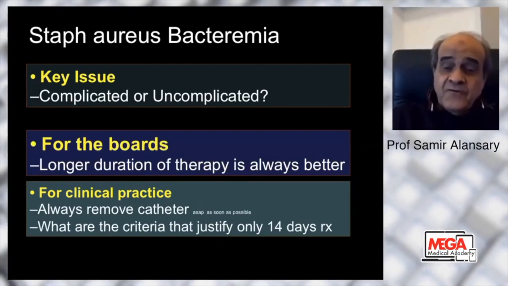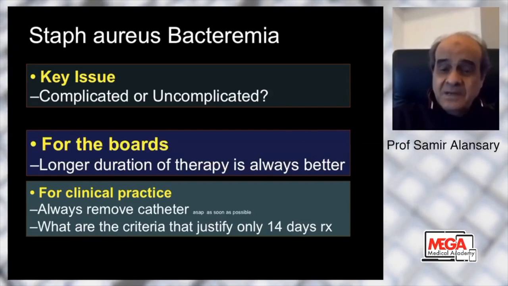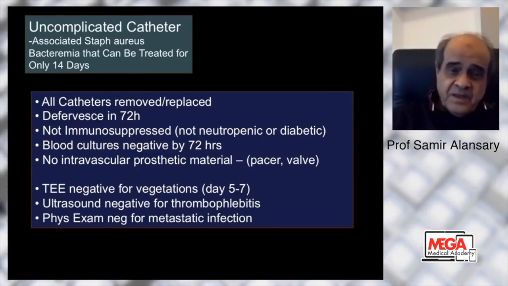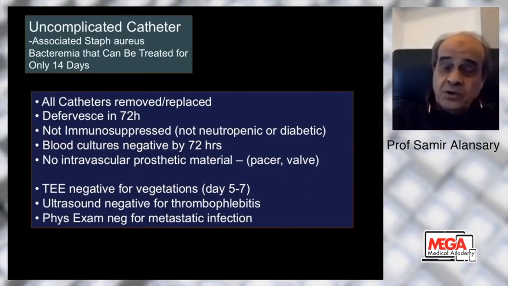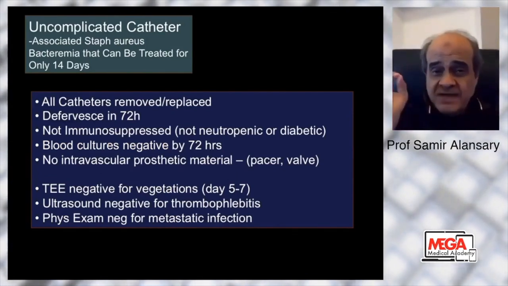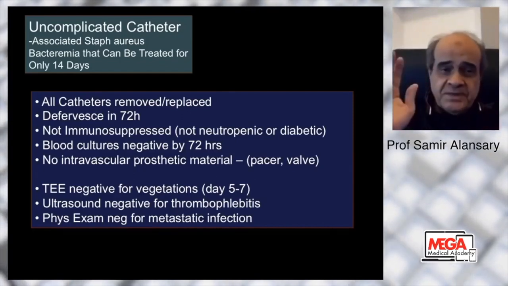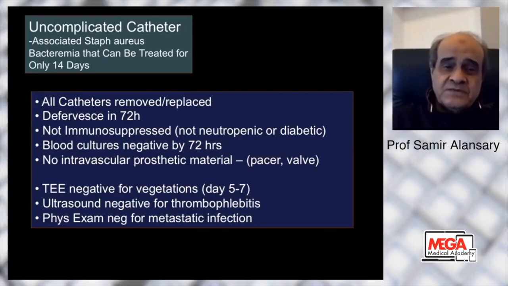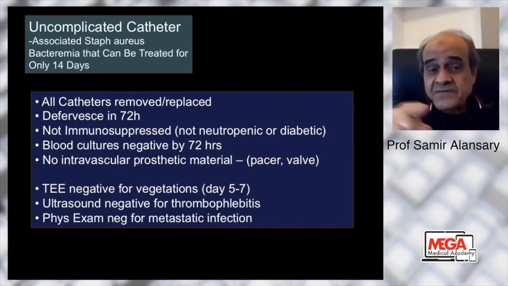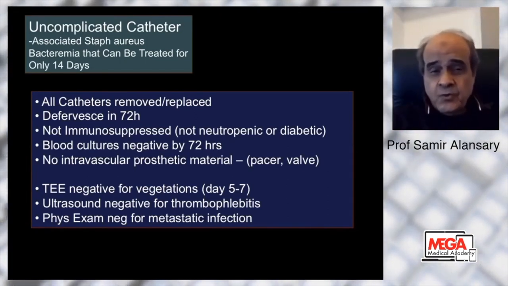Remove the device, and you have to be oriented with the criteria to use treatment for only 14 days. In such situations, the old catheters are removed or replaced, but no replacement of the catheter through guide wire now; intravascular catheter exchange with guide wire is abandoned, prohibited. You have to select another site. No fever in 72 hours. Not immune suppressed, not neutropenic, not immune compromised, and so on.